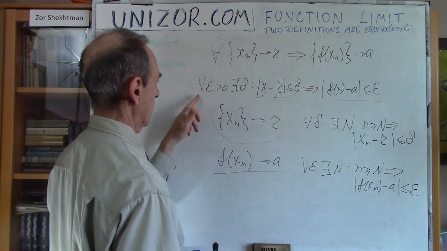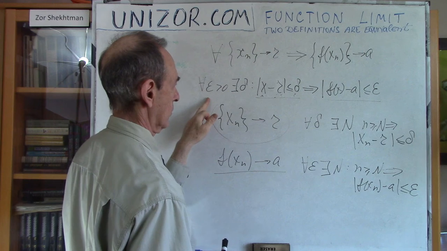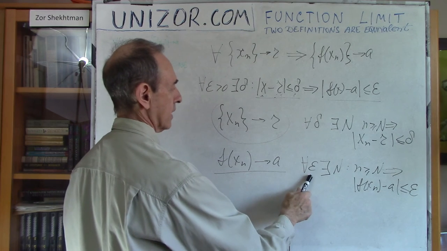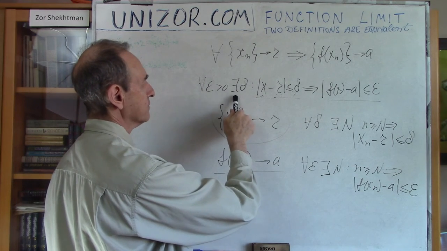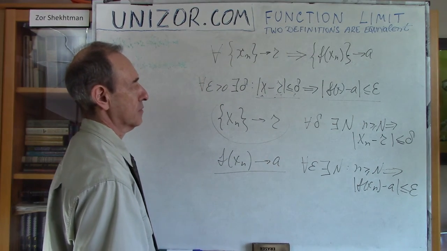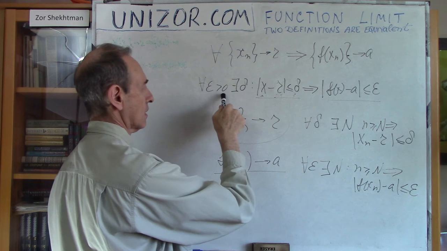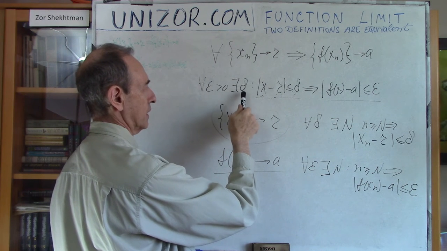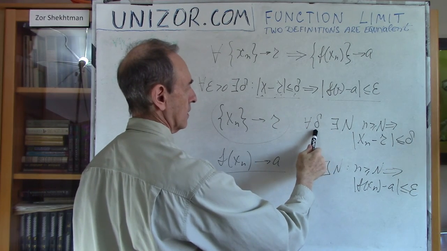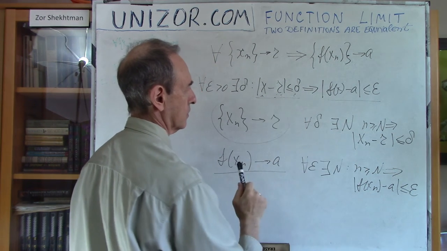Now, I have this. Now, for any epsilon, I can choose this one. I can find such a delta that this is true, right? Because this is my premise of this particular theorem. So from this epsilon, I can always find delta. Now, from the delta, I can find number n when this is true. So what happens?